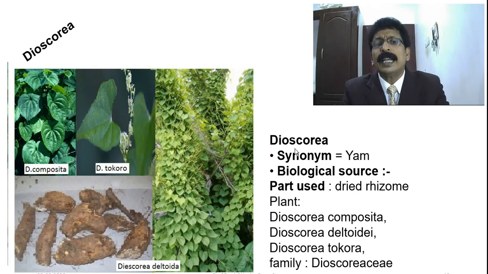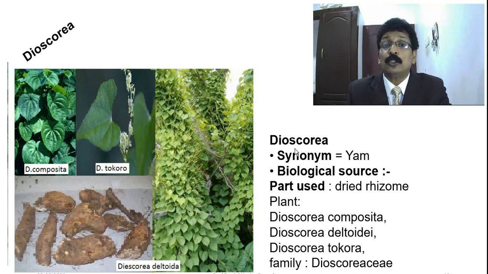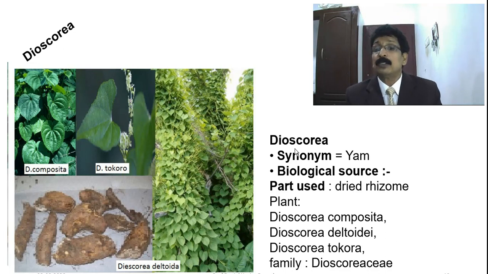So now we have taken Dioscorea, synonym yam. You can say botanical or biological source. The part used is the dried rhizome. Plants: Dioscorea composita, Dioscorea deltoidea and Dioscorea tocoro. Family: Dioscoreaceae.